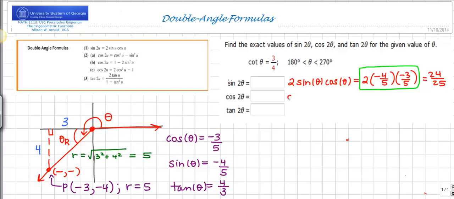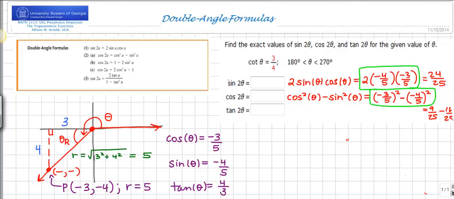Okay. Cosine of twice theta, my go-to formula is cosine squared minus sine squared, although I could use any one of the three versions. And this would be the cosine value squared minus the sine value squared. Okay, and again, presence of the calc pad, no problem, we can do that. And if you don't have a calc pad, then we need to clean that up. So let's take a moment to do that. We would have 9/25 minus 16/25 or -7/25.